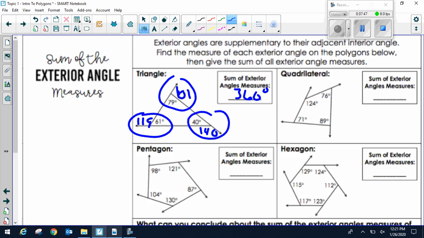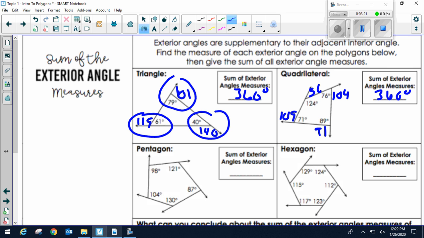All right, same idea. So do 180 minus 124. You get 56 for this angle right here. And 180 minus 76, you get 104. And 180 minus 89, you get 91 here. And 180 minus 71, you get 109 here. Now let's go ahead and add those up. 109 plus 56 plus 104 plus 91, you get 360 degrees.